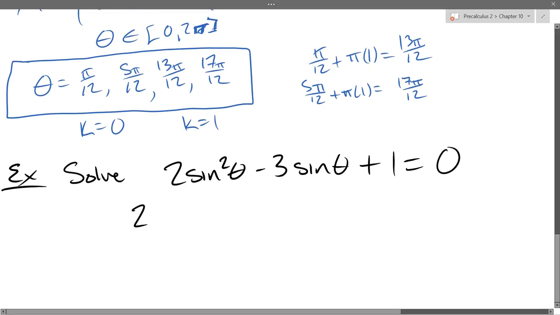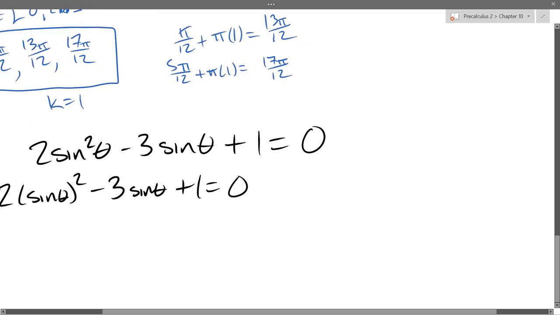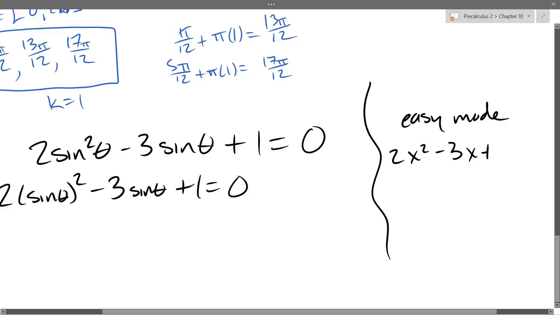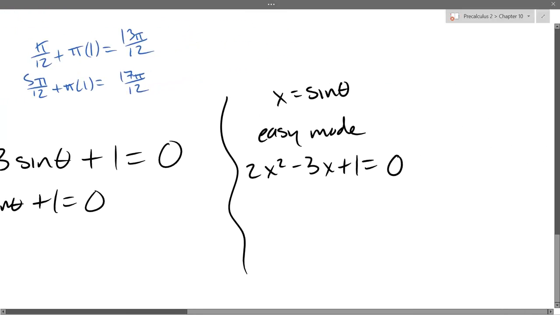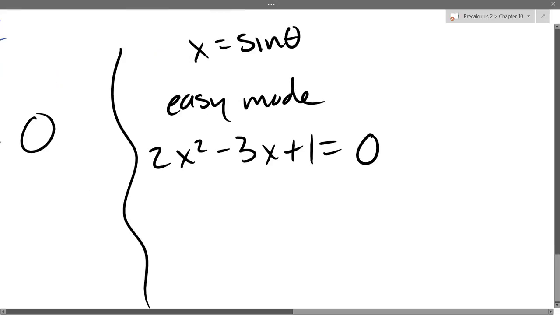You could always rewrite with better exponential notation. So this problem seems a little tricky. Let's rewrite it. We'll go to easy mode. So I'm just going to take sine theta and replace it with x. So we got two of those things squared minus three of the things plus one equals zero. All right, so solve this in easy mode now.